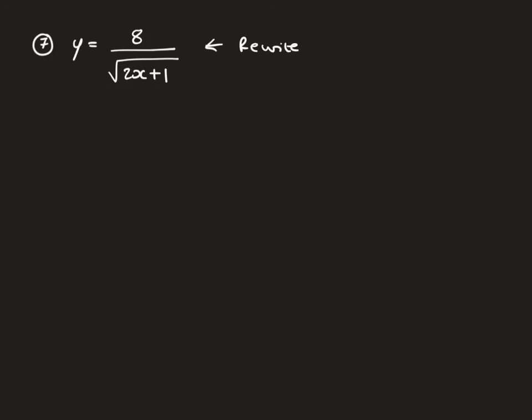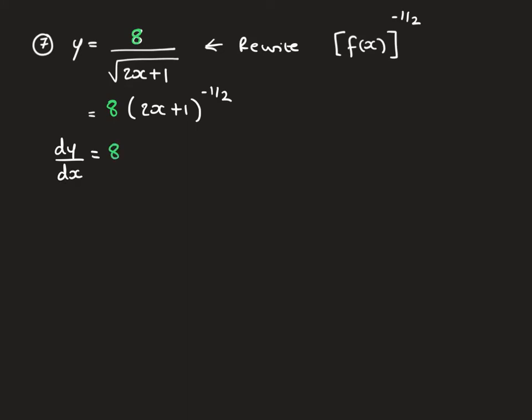And we want to rewrite this as f of x raised to the power of negative a half. Now, the 8 at the beginning is just simply there as part of the question. It's just a multiple, but it's the 2x plus 1, which is being square rooted in the denominator, that I want to rewrite as 2x plus 1 to the negative a half. So dy by dx, the 8 is simply just part of the final answer.